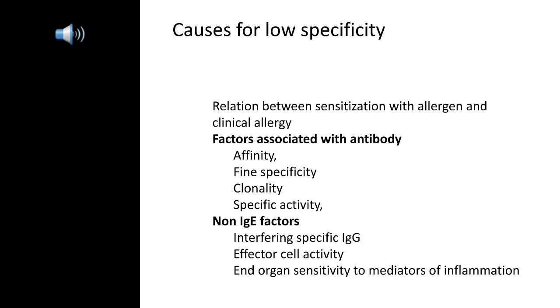Essentially, the causes for low specificity are numerous, but essentially what's happened is you can be sensitized to a particular allergen, but that doesn't really mean when you're in contact with that allergen you're actually going to react, or have clinical allergy. You may have specific IgE to an allergen, but a lot of people have specific IgE to foods, and yet when they take that particular food they're fine. And this is related to the type of antibody, the affinity or fine specificity or specific activity of the antibody itself, so that the antibody itself doesn't lead to the reaction.